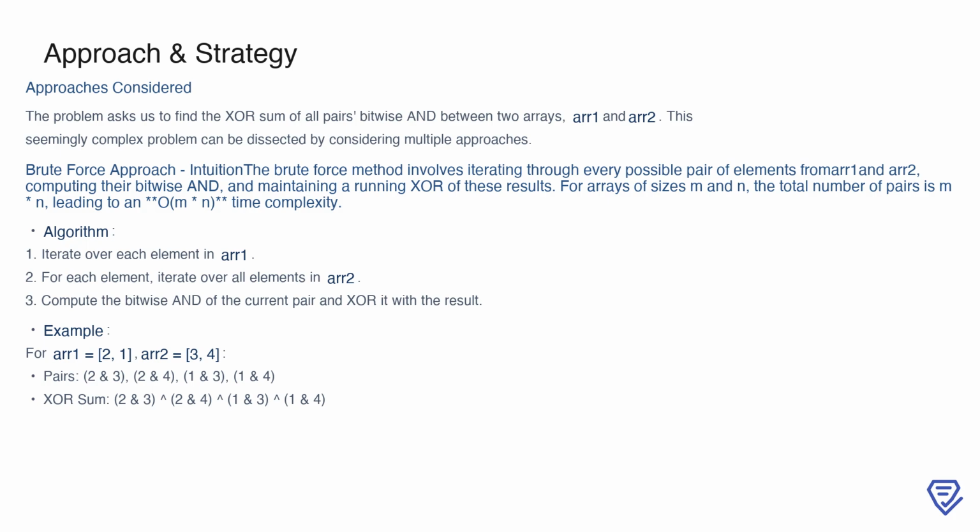For example, if ARR1 is 2, 1, and ARR2 is 3, 4, the pairs would be 2 and 3, 2 and 4, 1 and 3, and 1 and 4. The result would then be the XOR of all these values. While straightforward, this method becomes computationally expensive as the sizes of the arrays grow.